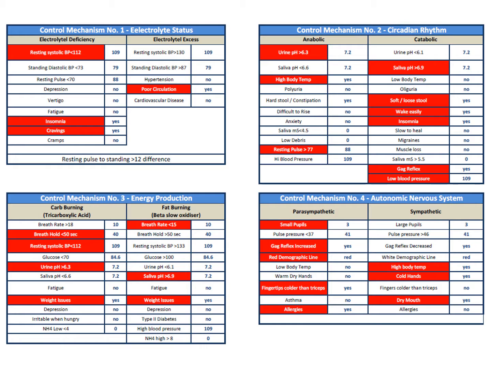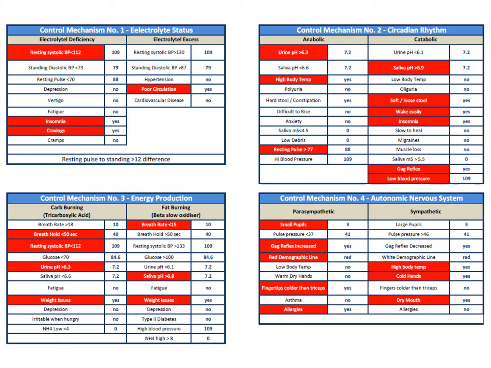Okay. One interesting thing, when you come over to the catabolic, you can see a 7.2 urine and a 7.2 saliva pH. When we see pHs so close together like this, that is usually an anabolic marker. Okay, but insomnia, waking easily, soft stools, gag reflex, low blood pressure is not an anabolic thing. So when I see this, the first thing I say is, oh, I wonder if that's consistent. And I may ask for the client to go and do 2 or 3 more readings just to see if that is consistent, because that 7.2, that's telling me nothing's happening. All right, what's coming in is going out, and there's no machinery in action.